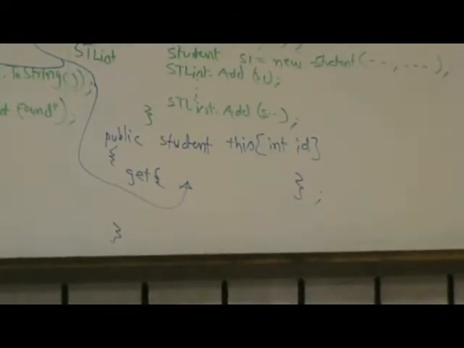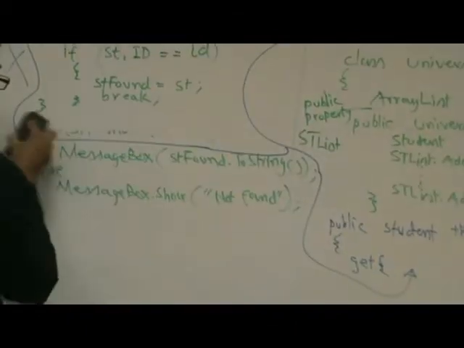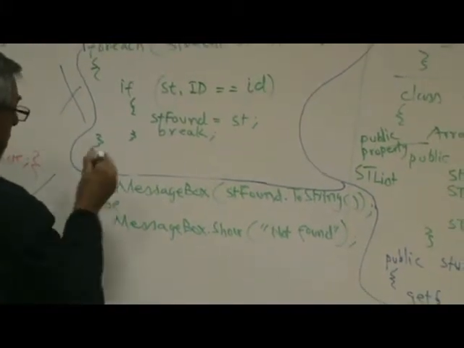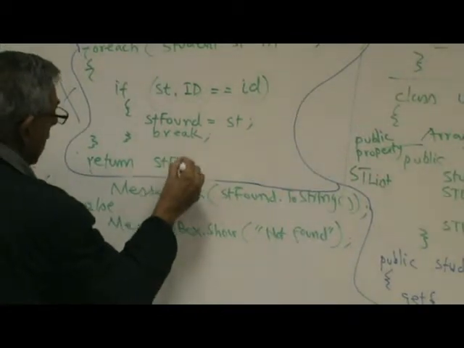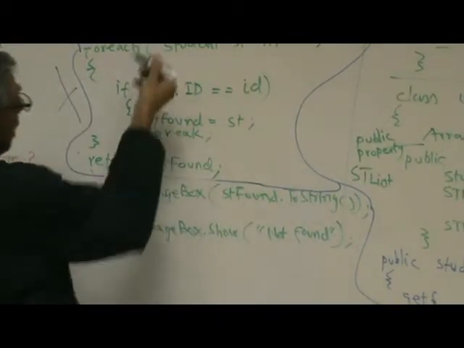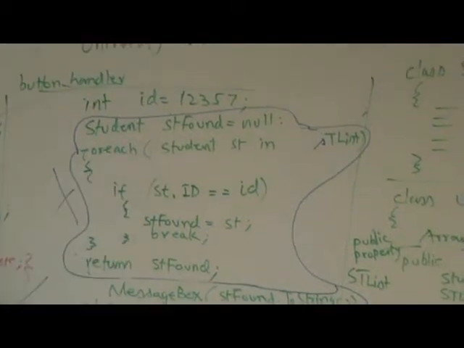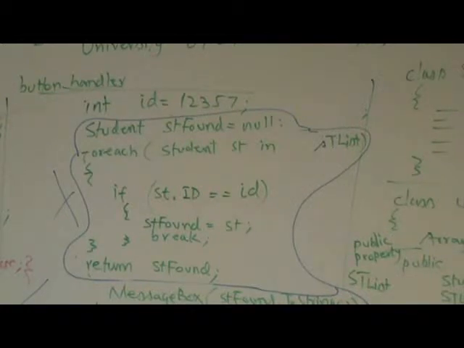Okay, so we don't even have to say if stFound not equal to null. We will simply say return stFound. So it could be null if we did not find it because we initialized it to null, or it could be whatever student that we found, correct? Okay, so once we have moved it over here, then how will the code in our button handler look like?